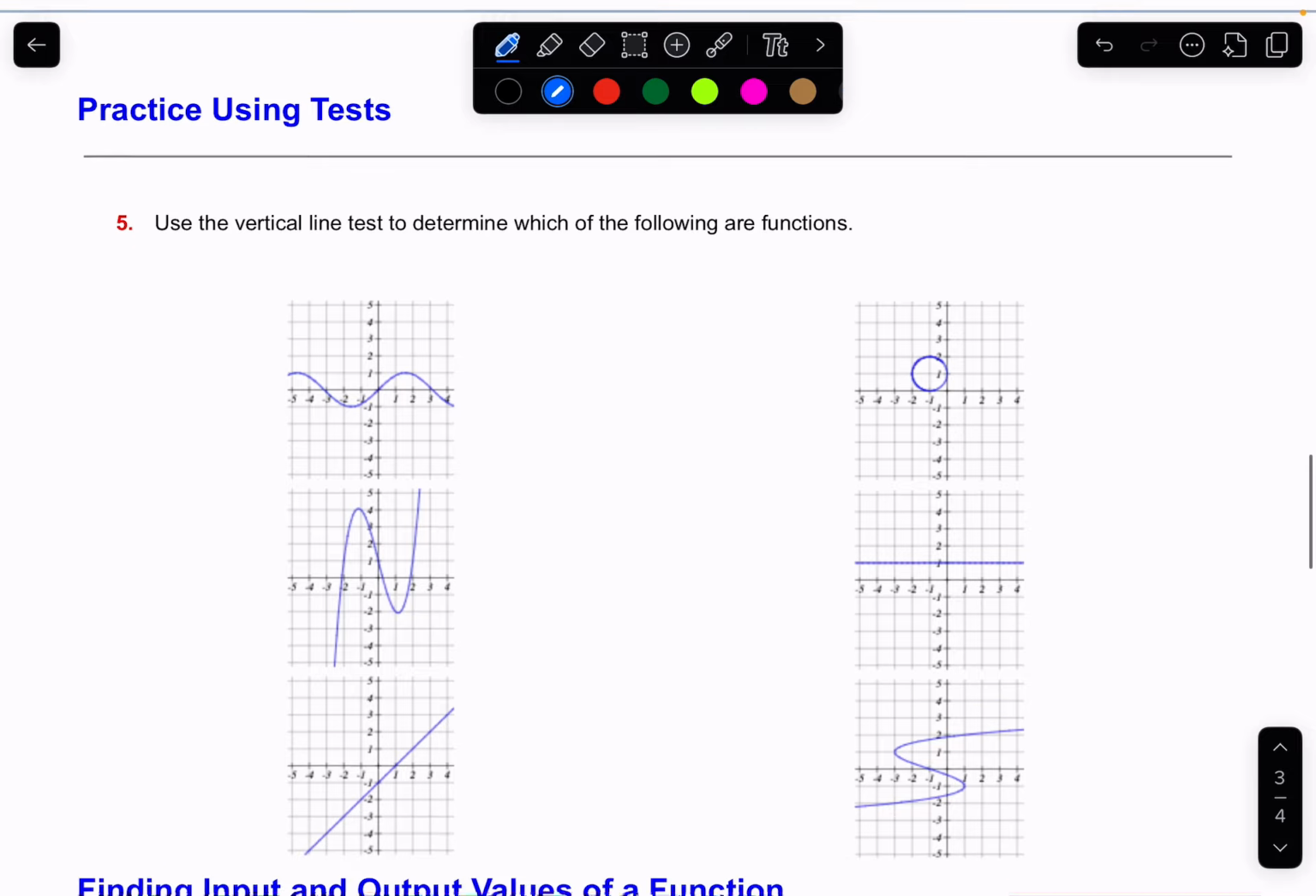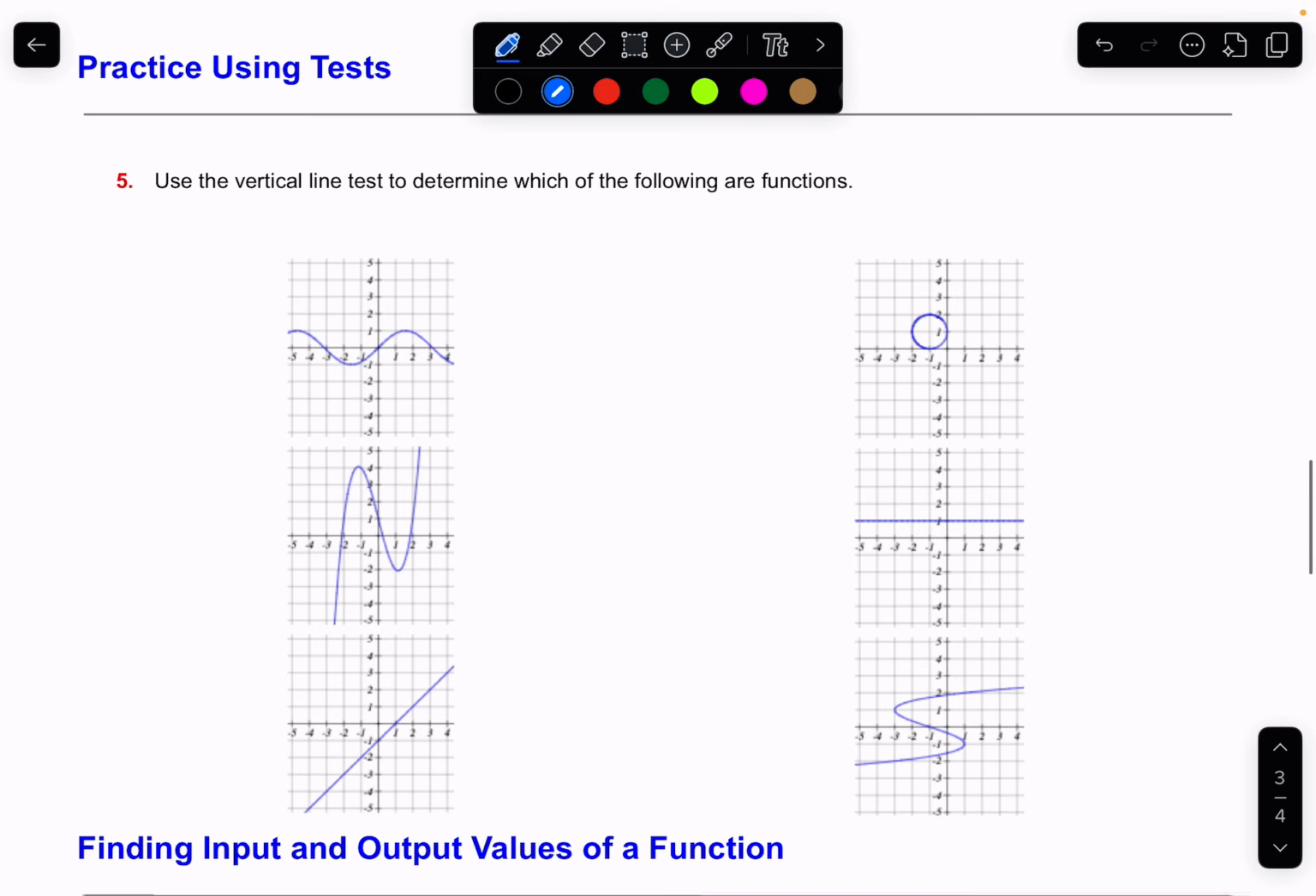All right, now we're going to practice using this test real quick. So we're going to go real fast. If I draw a vertical line on the first graph, notice it's only going to touch the graph once, and so this is a function. The second graph, right down below, if I draw a vertical line, it's only going to touch once. No matter where I put the vertical line, it's still only going to touch once, so that one is a function.